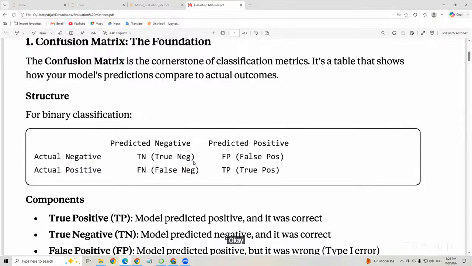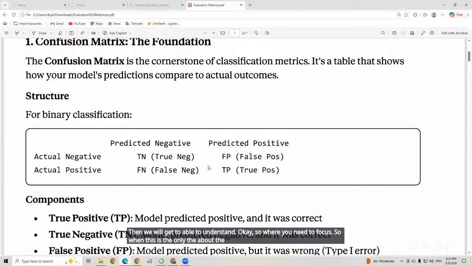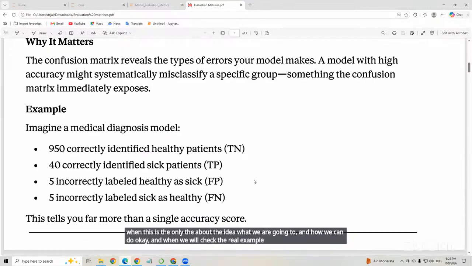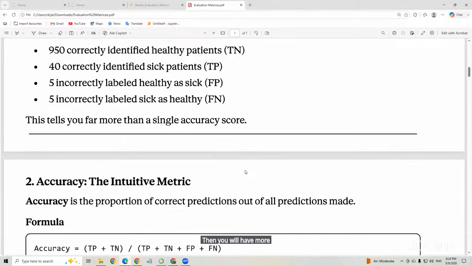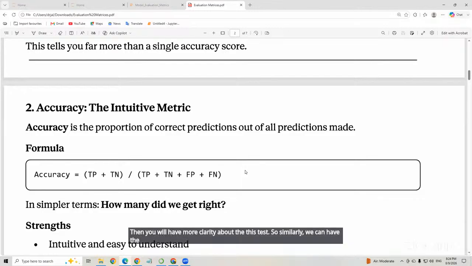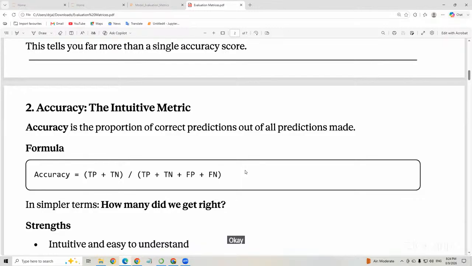Okay, so we are required to compare these values, then we will be able to understand. So where you need to focus? This is only the idea of what we are going to do and how we can do it. And when we check the real example, you will have more clarity about this. So similarly, we can have the accuracy we have discussed. This is the accuracy intuitive metric.